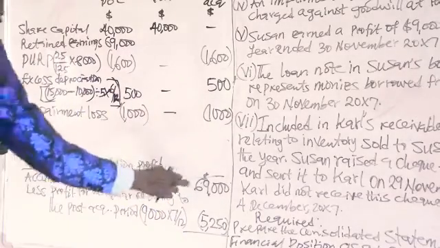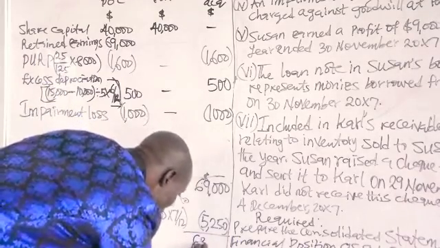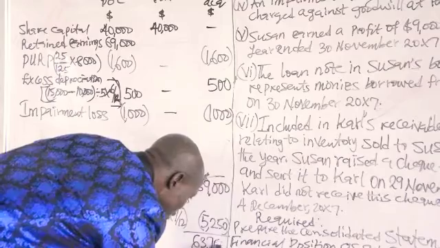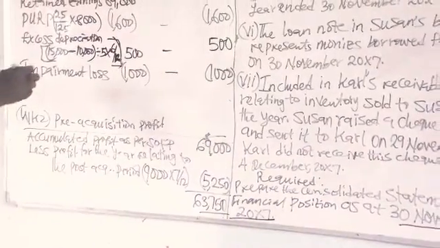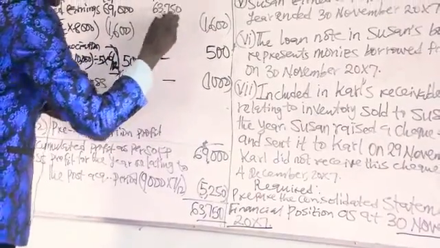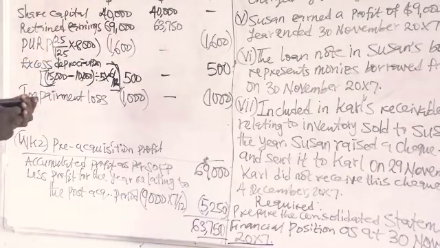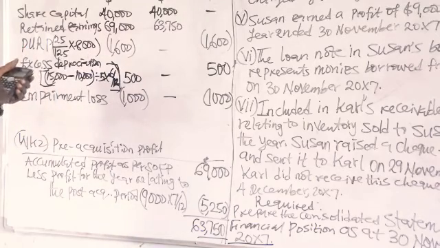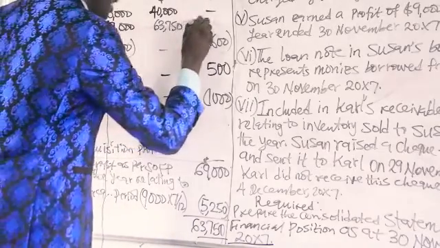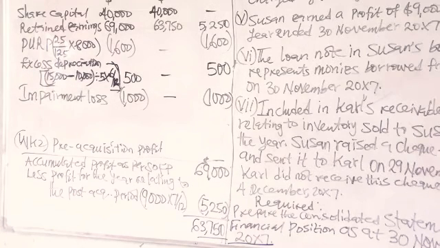If you now subtract it from the accumulated profit of 69,000, then the pre-acquisition profit will be 63,750. That is the pre-acquisition profit. You put it there. Now, if you subtract the pre-acquisition profit from the accumulated profit of 69,000, therefore, the post-acquisition profit will be 5,250. That is the post-acquisition profit.